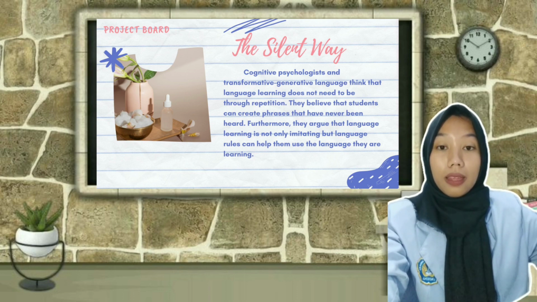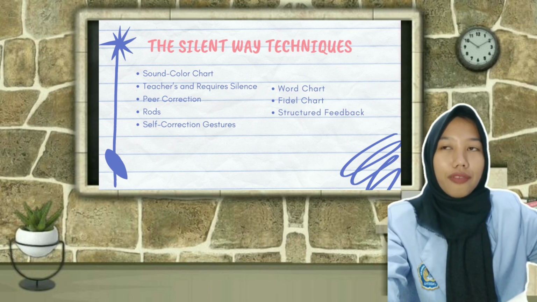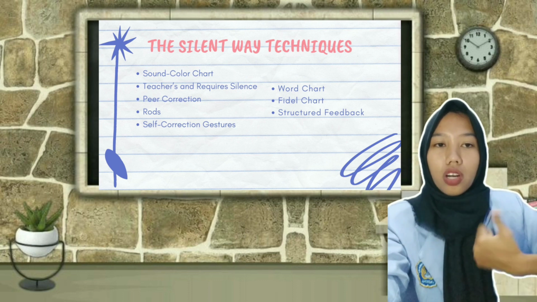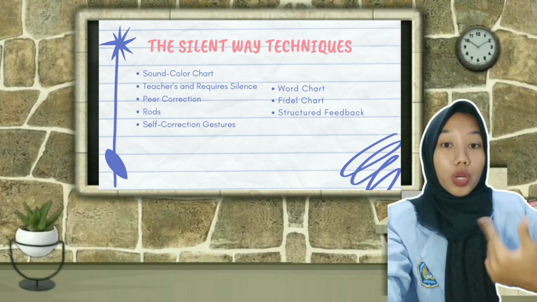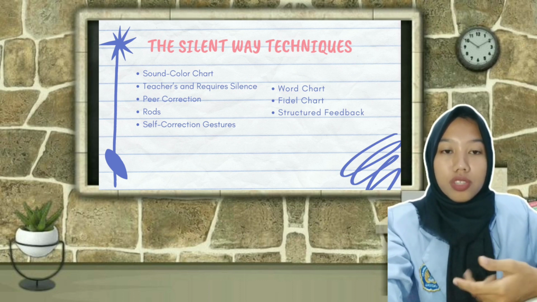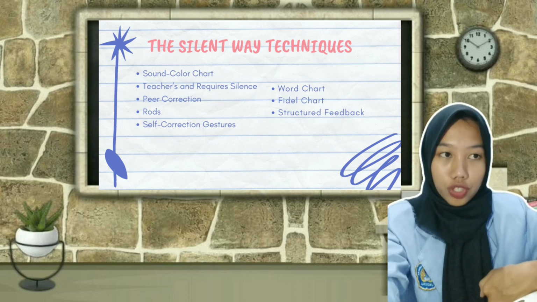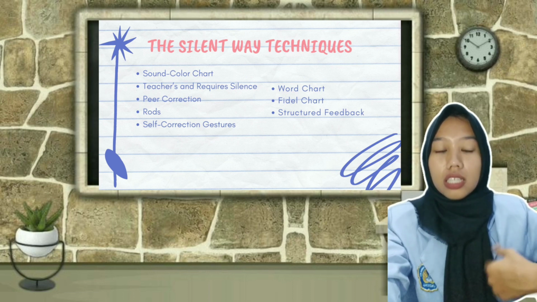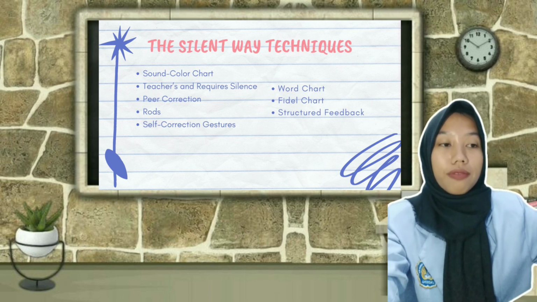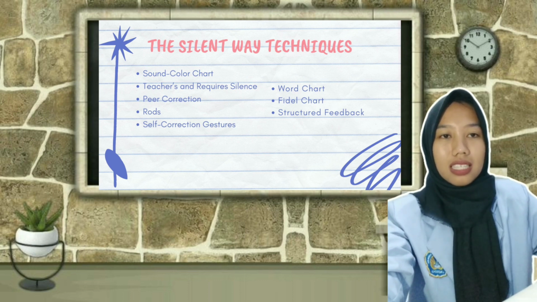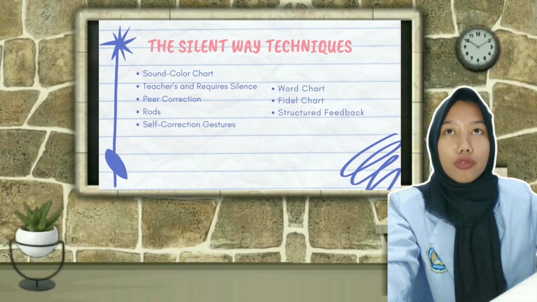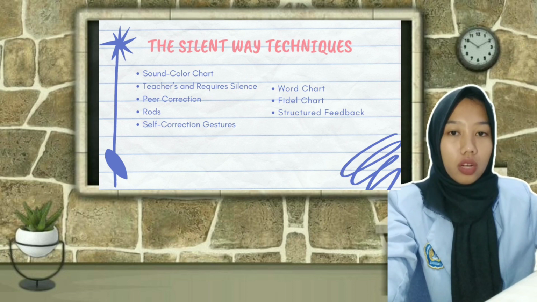So, there are several techniques if you want to apply the silent way in your class. The first one is sound color chart. The next is teacher silence. The third is peer correction. The fourth is rods. The fifth is self-correction gestures. The sixth is word chart. The seventh is fidel chart, and the eighth is structured feedback. So those are the techniques that you can use if you want to apply the silent way.